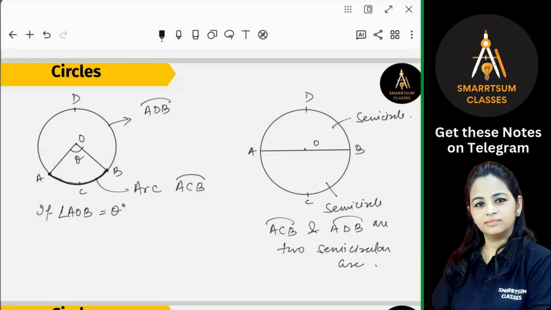So the degree measure of arc AB or ACB is theta. That means when we join the two extreme points of this arc with the center, they make an angle, and this angle is the degree measurement of the arc. So whenever we draw an arc, we can find the length of the arc, the degree of the arc, which it subtends at the center, and we can also find the area of the sector. I will tell you what a sector is.